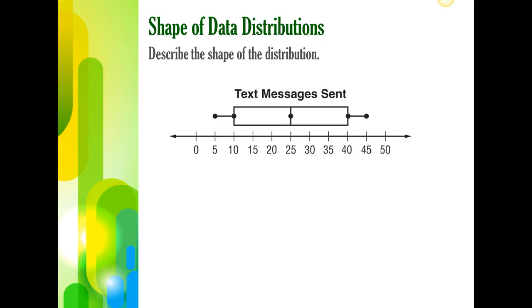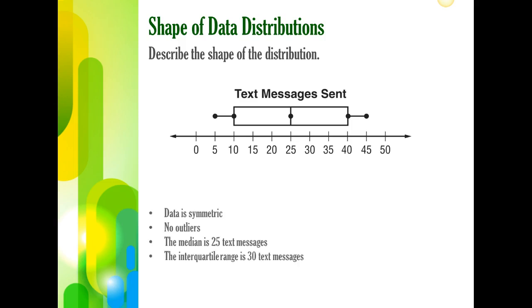Let's describe the shape of the data distribution for this box plot showing the number of text messages sent. Since both boxes are the same length and both whiskers are the same length and the median divides the data right in half, we can say that this data is symmetric. There are no outliers in the data set. The median number of text messages sent is the dot right in the center of the plot, and that is 25. The interquartile range is Q3, which is 40, minus Q1, which is 10, or 30 text messages.